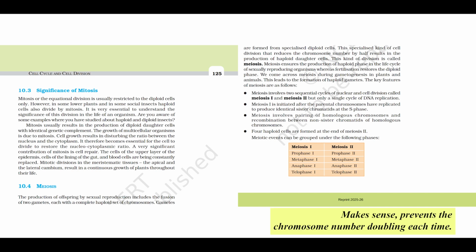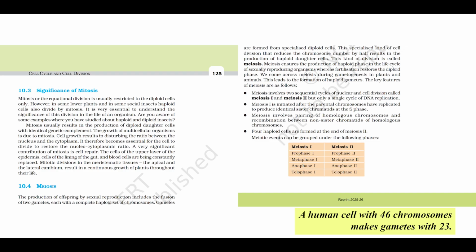Makes sense. Prevents the chromosome number doubling each time. Where does it happen? We see meiosis during gametogenesis, the formation of gametes in plants and animals. It occurs in specialized diploid cells in the reproductive organs. So meiosis is for making gametes, reducing chromosome number by half.